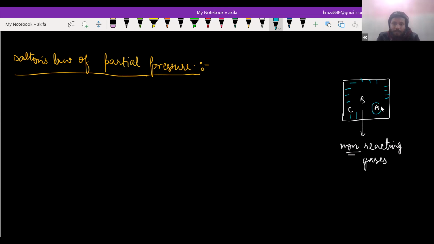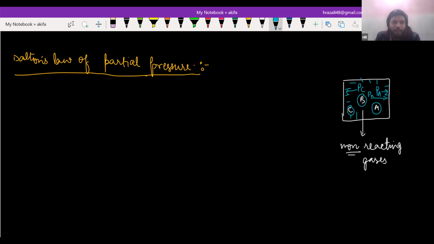This is gas A. It will exert a pressure PA, that is partial pressure of A. This is B. It will exert a pressure that will be called partial pressure of B. This is gas C. This will exert a pressure that will be called partial pressure of C.